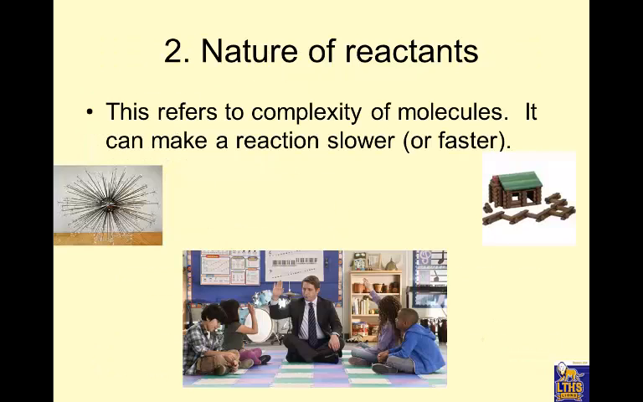How does nature of reactants influence the rate? Well, nature of the reactants is something we can't control. This reactant would be very complex. These reactants might be a little less complex. So the nature of the reactants has a lot to do with how complex the molecules are and whether the reaction will be fast or slow.